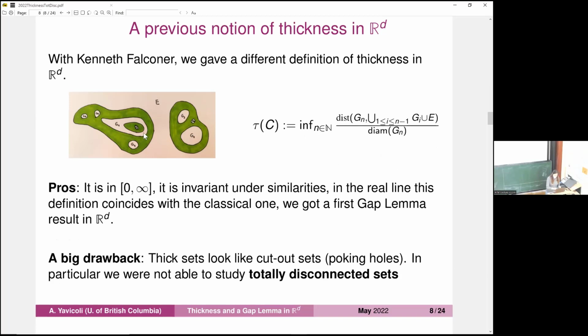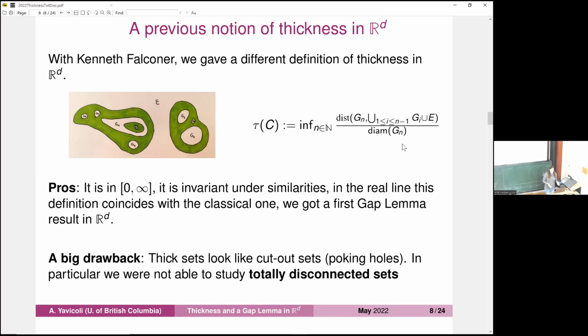And then looking at these distances between the new gap with the previous one and the external component gives a notion of how thick is that part of the green set that is still alive compared to the diameter of the gap we are removing. So this is a definition of thickness.